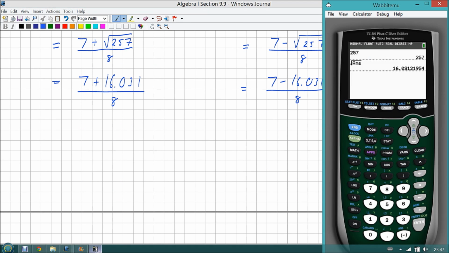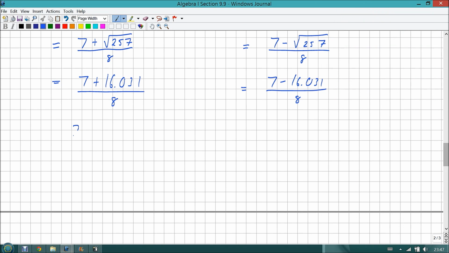Once again, I'm going to go back to my calculator to make sure I get my arithmetic correct. So I go 7 plus 16.031 divided by 8. And there I get 2.878, or 2.89. So this one would be 2.89.